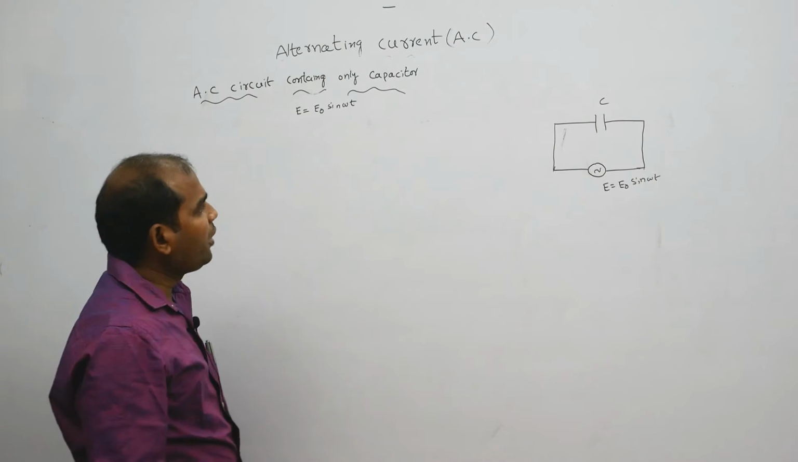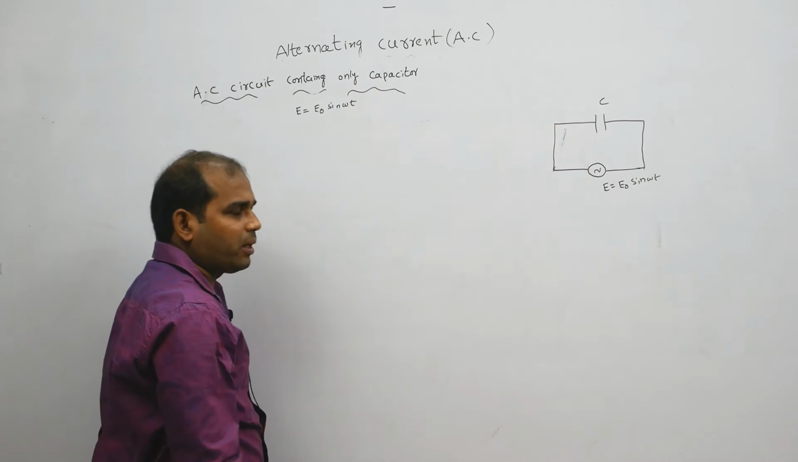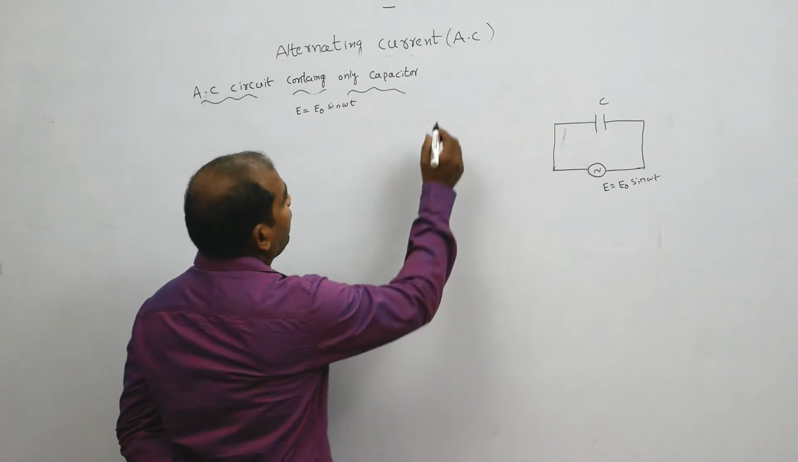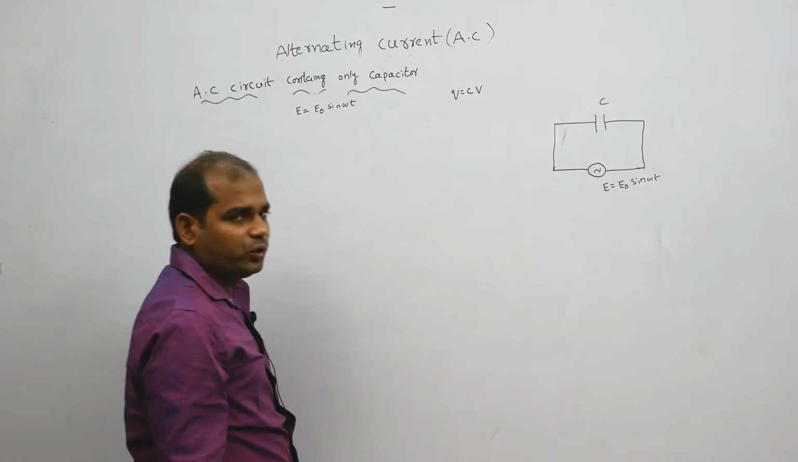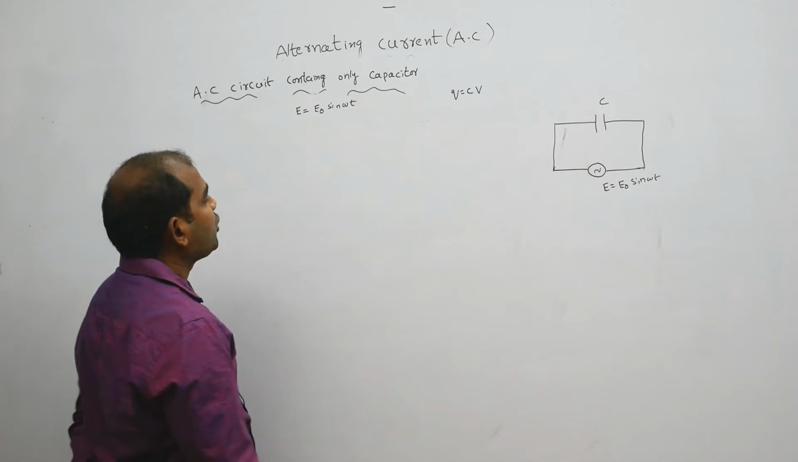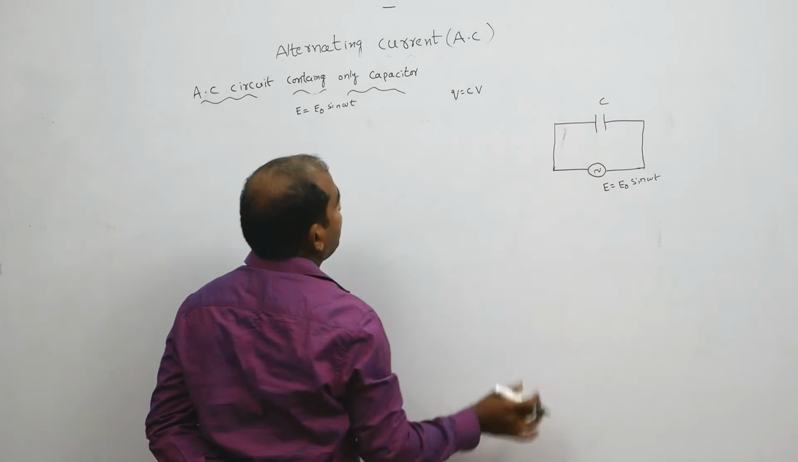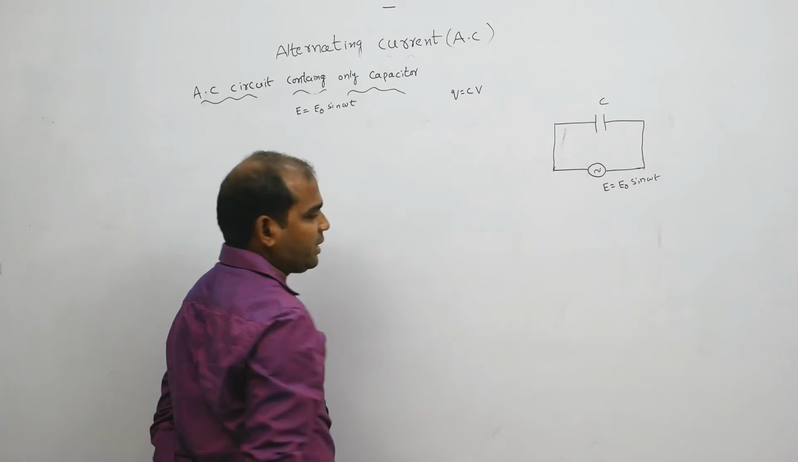We already know, from the chapter on electric potential and capacitance, the expression Q is equal to CV. Here C is the capacitance and V is the potential difference across the plates. The potential difference across the capacitor plates can be taken as the instantaneous EMF.